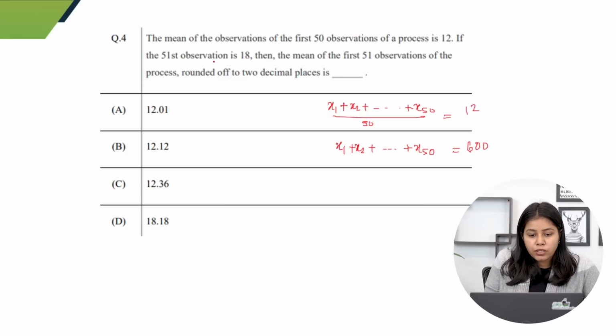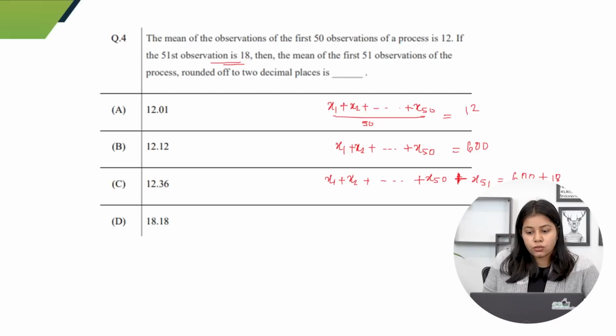Now the 51st observation is 18, so can I find out the sum of 51 observations? Yeah, that is simple. What would I write down? x1 plus x2 up to x50, that means the sum of 50 observations, and I'll add the 51st observation, x51, right? That means to the sum of 600 I am adding my 51st observation, that is 18. So I got here 618, right? This is my sum of 51 numbers.